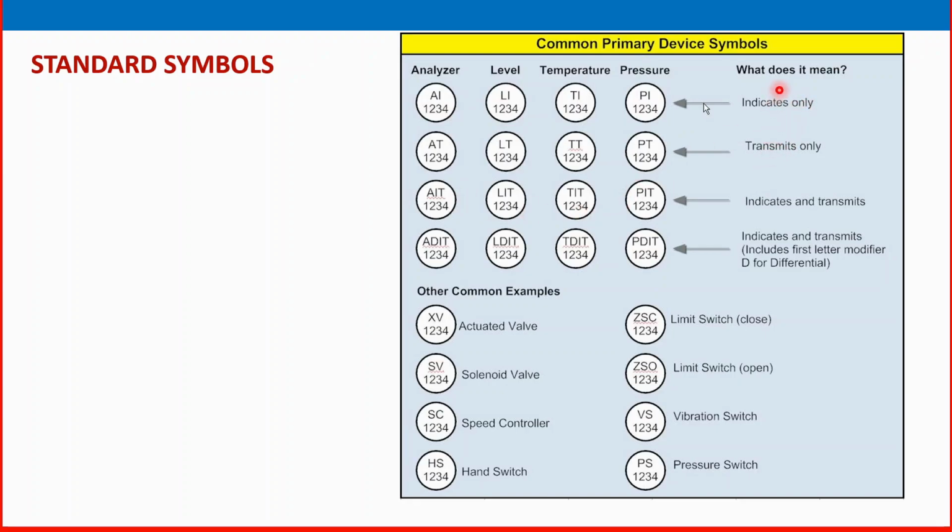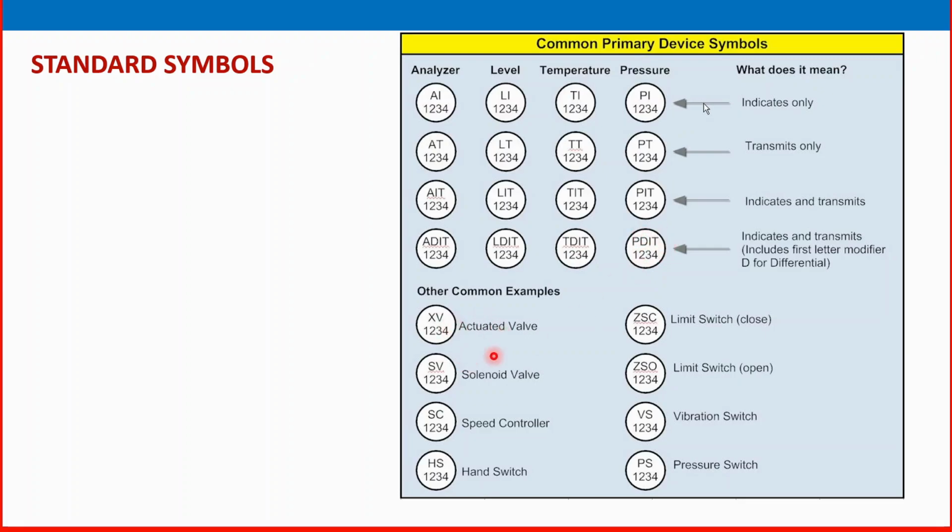See what it does mean, like that one. See it is LI, TI, PI, so only indicate. Then PT, LT, TT is transmit. Then TIT, PIT, indicate and transmit. Then LIT, indicate, transmit. Includes first letter to modify, D for differential pressure transmitter, like differential temperature transmitter, see PDIT, pressure differential indicator transmitter, like that one.